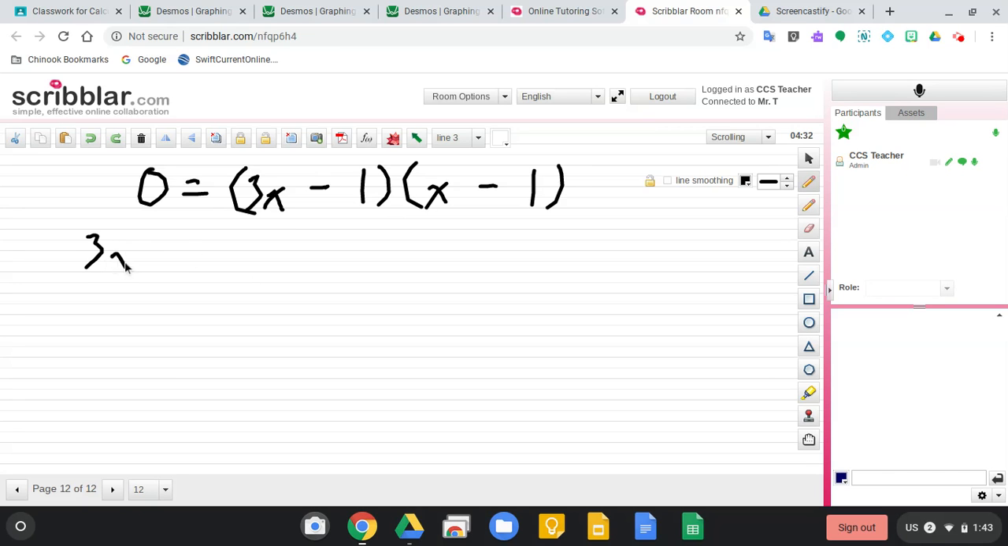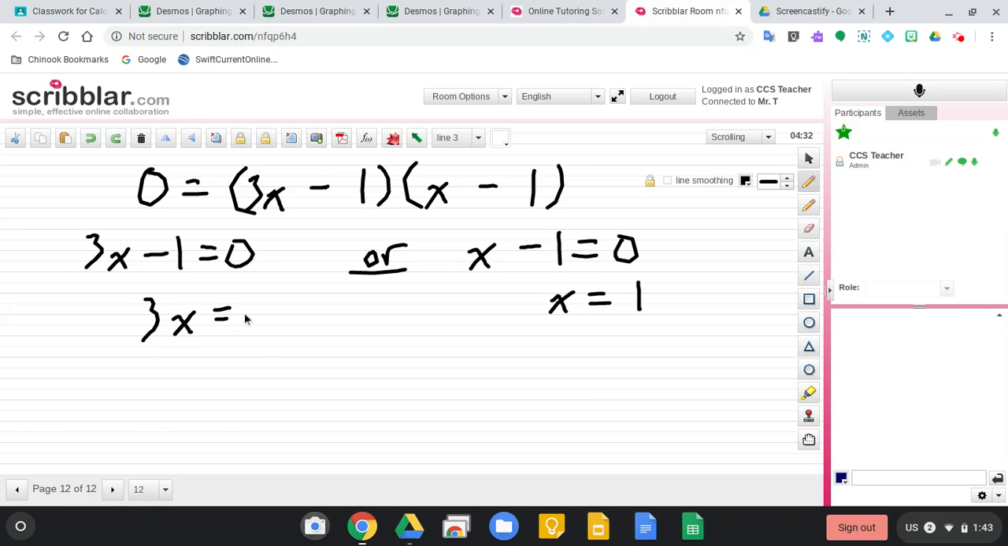So either my first factor equals 0 or the second factor equals 0. Solving the second factor is easy. If I take the minus 1 over and add, I get x equals 1. Here I'll have to do 2 steps. I'll add 1 to both sides, 3x equals 1. Dividing both sides by 3, x equals 1/3.